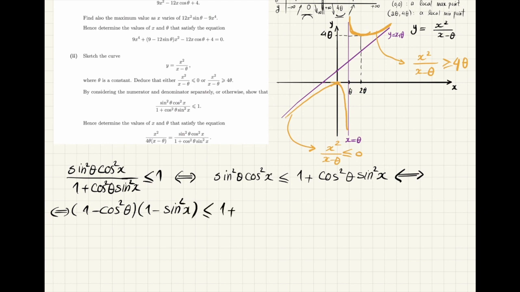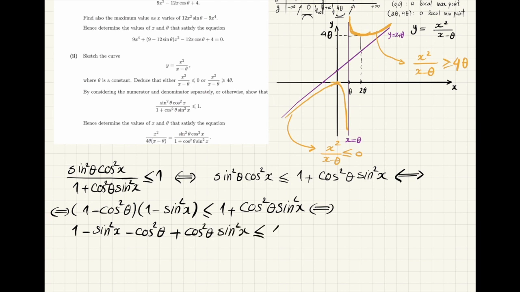I just copy and paste the second part, on the right hand side. So sine squared x. Then this is equivalent. I can multiply the left hand side, so it becomes 1 minus sine to the power of 2x and minus cosine to the power of 2 theta plus cosine to the power of 2 theta sine to the power of 2x is less than or equal to 1 plus cosine to the power of 2 theta sine to the power of 2x. This is equivalent.